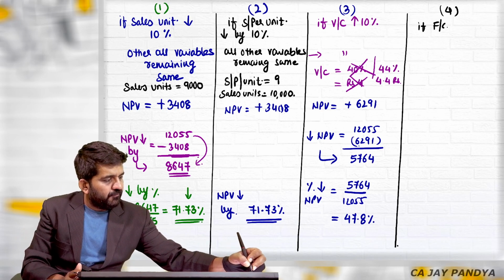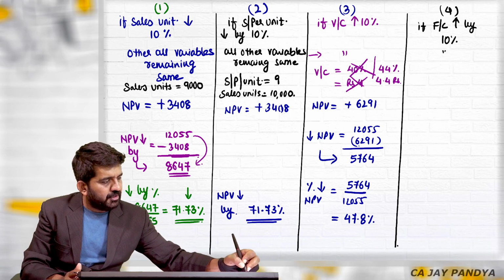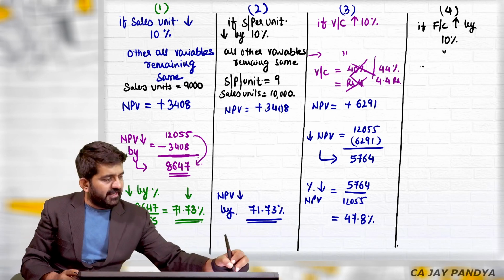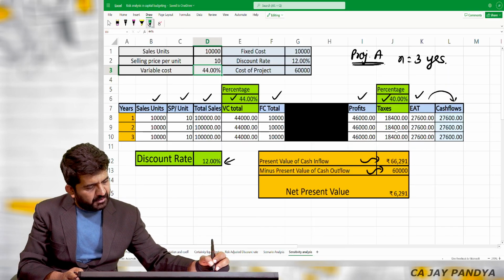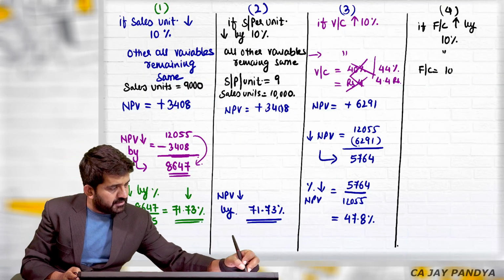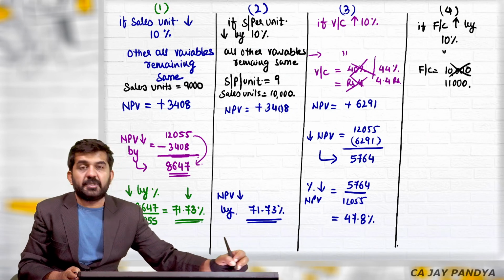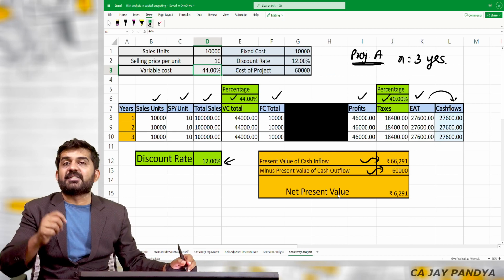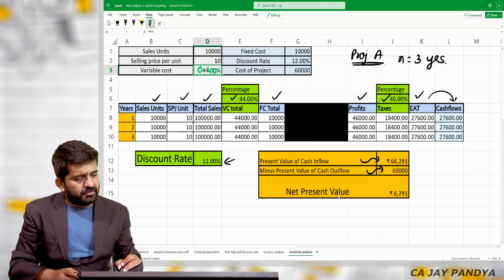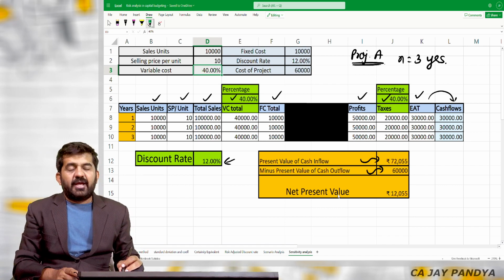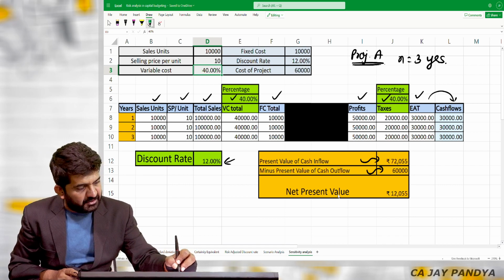If fixed cost increases by 10%, other all things remaining same, fixed cost instead of 10,000 rupees becomes 11,000 rupees. So let me first make other all things same. This was 0.40, and fixed cost instead of 10,000 will become 11,000.